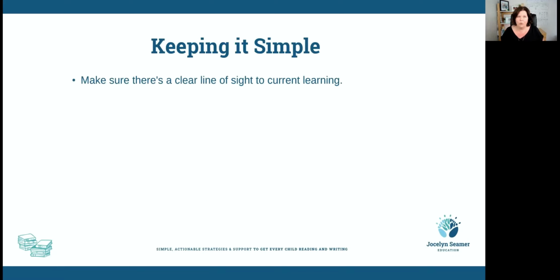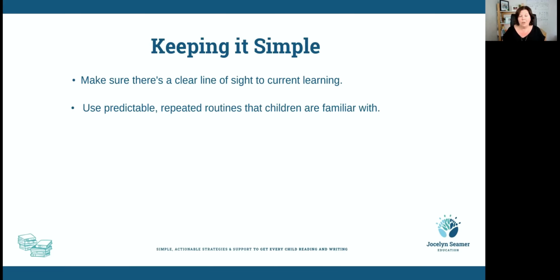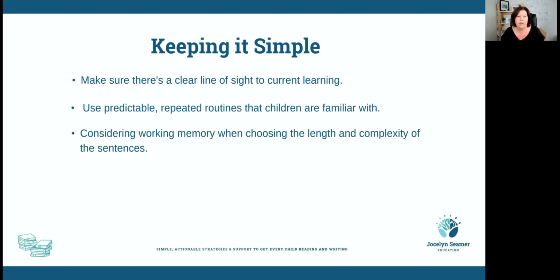Keep it simple. Make sure there's a clear line of sight to current learning. So whatever the phonics is that you've been learning, that's what you're going to put in your sentence. Use predictable, repeated routines. I'm going to be a cracked record by the end of this week around this, but I cannot reinforce it enough. Predictable, repeated routines that the children can become familiar with make that safety and that certainty and the predictability that enables everyone to participate. How many times do children get in trouble for being off task or talking or staring at the ceiling or doing all of the things except participating? When you provide certainty for kids, they are much more likely to participate.